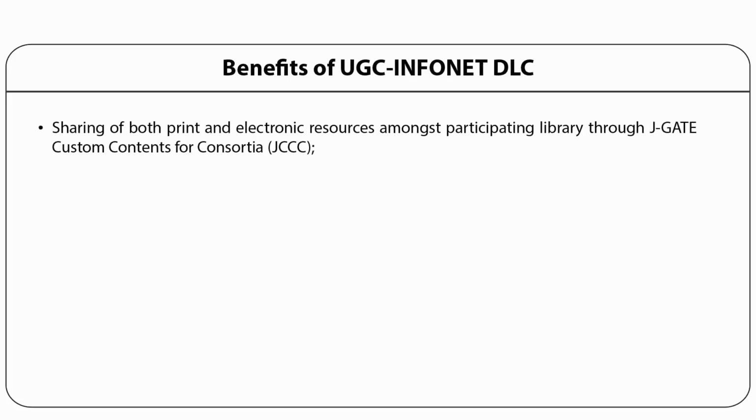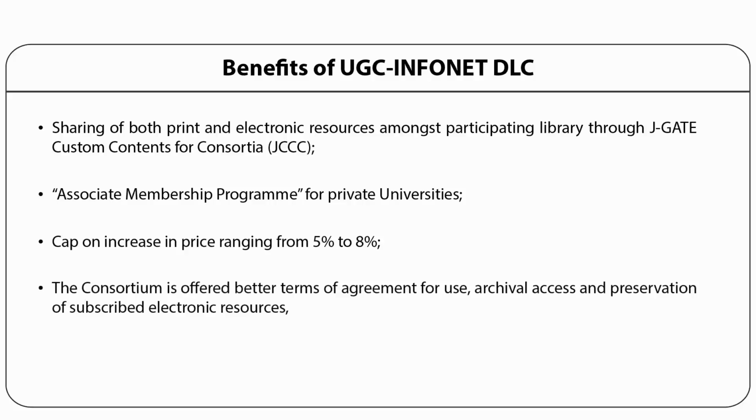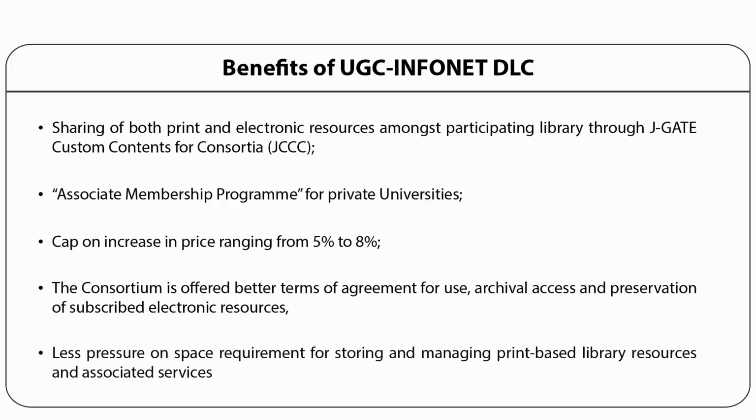Sharing of both print and electronic resources among participating libraries through J-Gate Custom Content for Consortia, that is JCCC, associate membership program for private universities, cap on increase in price ranging from 5% to 8%. The consortium is offered better terms of agreement for use, archival access, and preservation of subscribed electronic resources, less pressure on space requirement for storing and managing print-based library resources and associated services. Subject coverage.